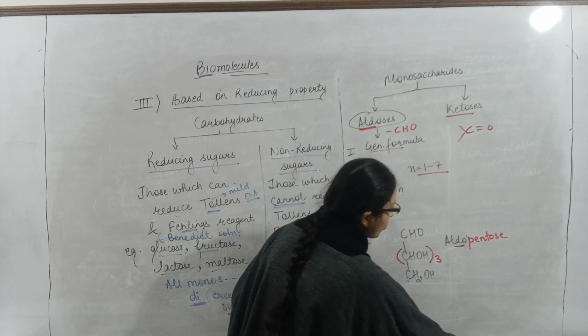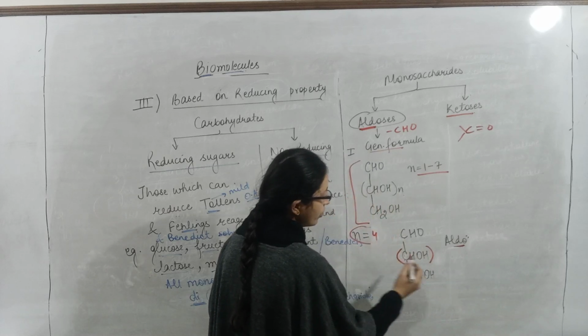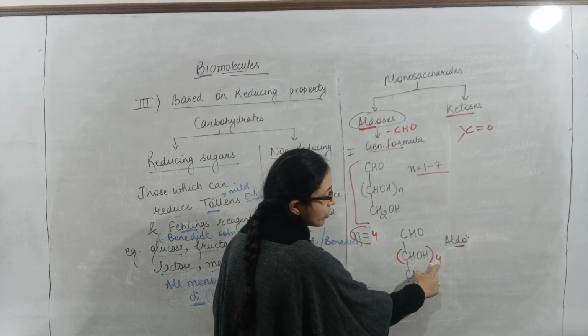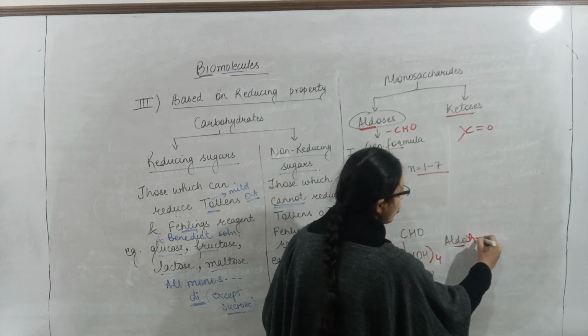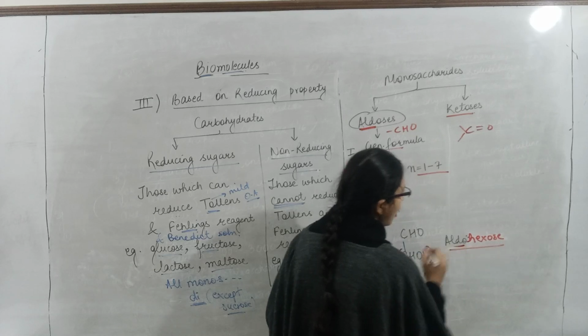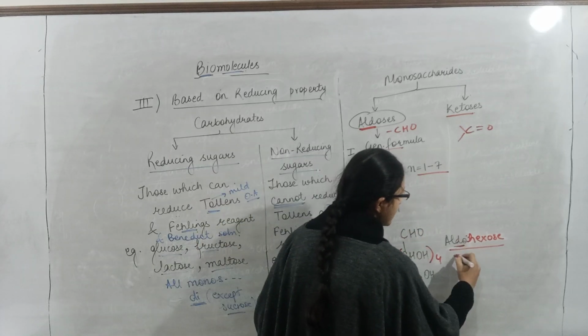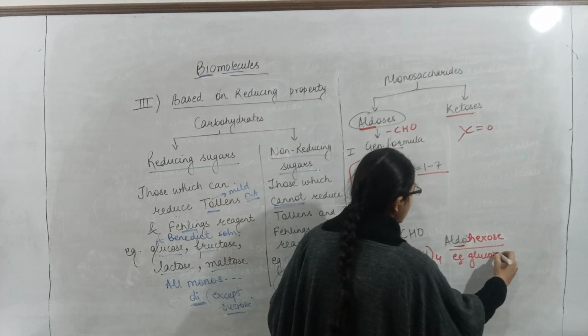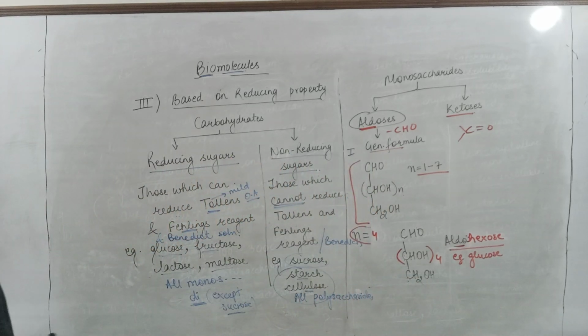Now if N is 4, so CHOH 4 times हो जाएगा और total carbons कितने हो गए, 4 and 2, 6. So we call it as aldohexose. Now aldohexose का जो important example है, that is glucose. Glucose belongs to this category. It is an aldohexose. Okay, so if you keep on increasing the number of carbon atoms, that is how the different aldoses are formed.